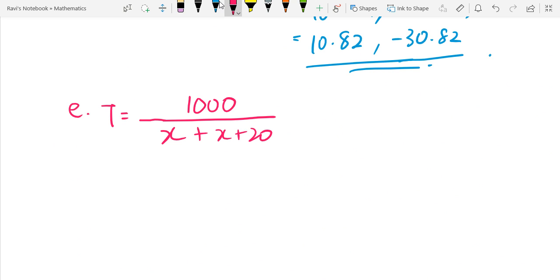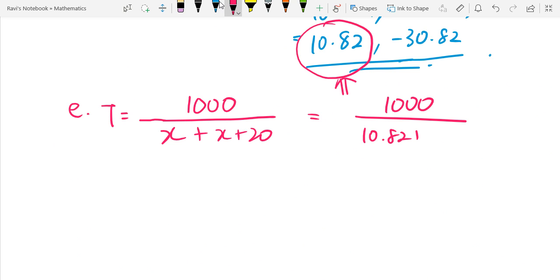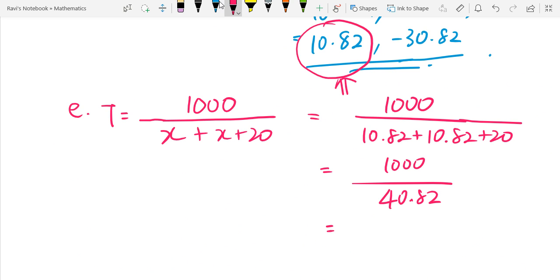Earlier we saw that x has two values, this and this. Obviously this has to be the correct answer in this case, because x is talking about the rate at which water is filling up in a tank, so it has to be a positive number. So you know that this is the answer you must choose. Putting that in, I get 1000 over 10.82 plus 10.82 plus 20, so I get 1000 over 40.82, and that will round off and give me an answer of 24 minutes. So when both tap A and tap B are on together, I will complete filling up the whole tank in 24 minutes.